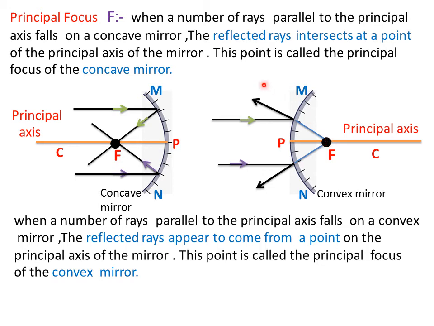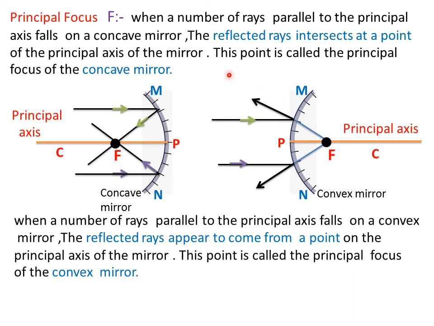So what we have learned, the principal focus of a convex mirror: the reflected rays appear to come from a point. This one is our reflected ray, this one is our reflected ray, and both rays appear to come from this point capital F, and this point capital F is the principal focus of our convex mirror.